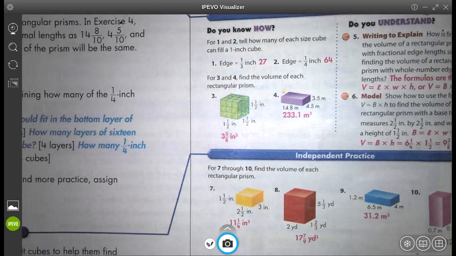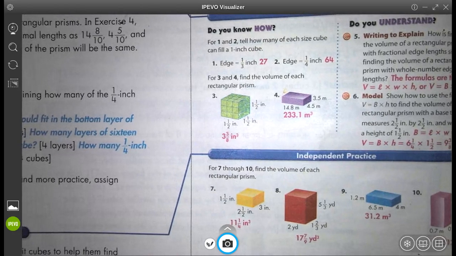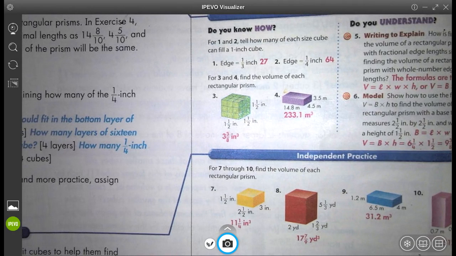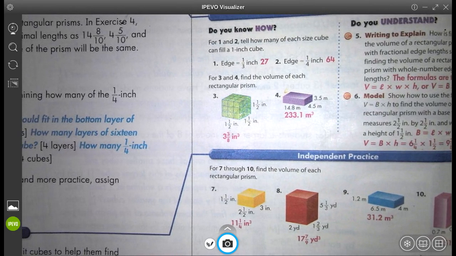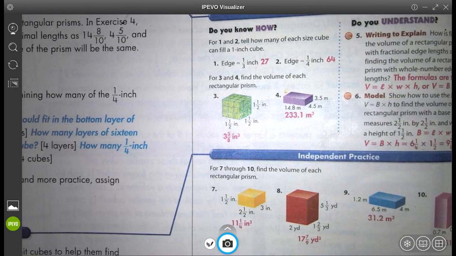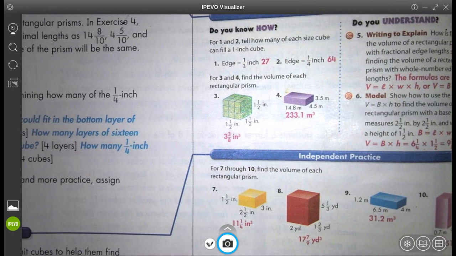Okay, class. So I'm going to go over the answers for the textbook pages today. I'm going to go back over after I go over all the answers. I'm going to show you guys how I would do number one.